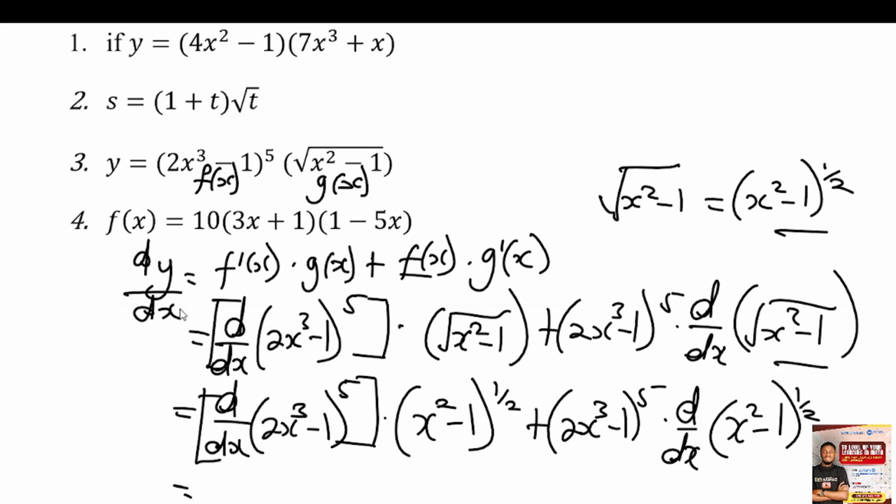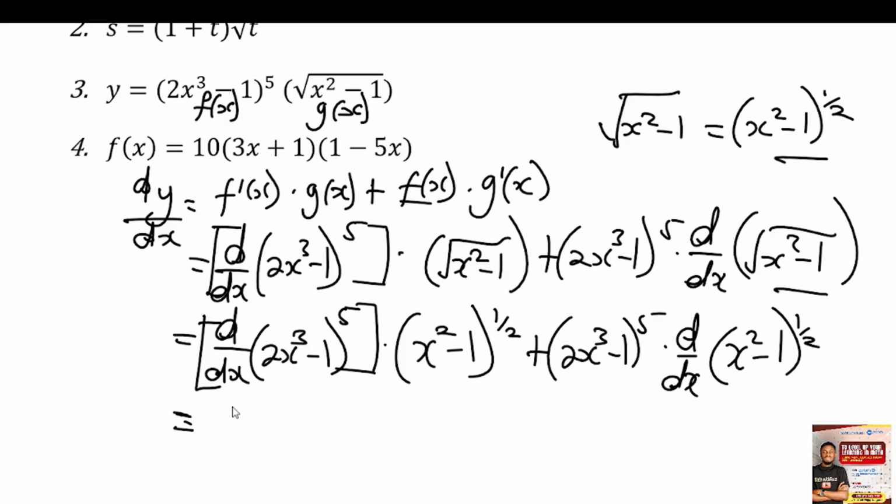So when we differentiate this one, then we are going to differentiate with respect to the exponents. Then we differentiate the terms in the brackets. So when we differentiate, we will multiply the coefficients of this function by 5. So here we are going to have 5 times (2x³ − 1). Then we subtract 1 from this. So we are going to have 5 minus 1.